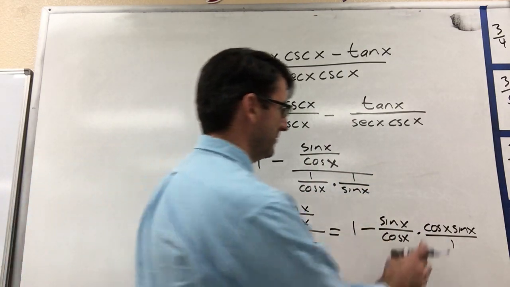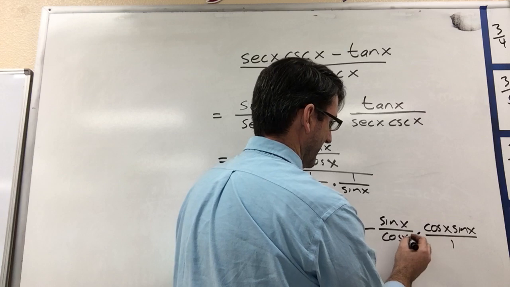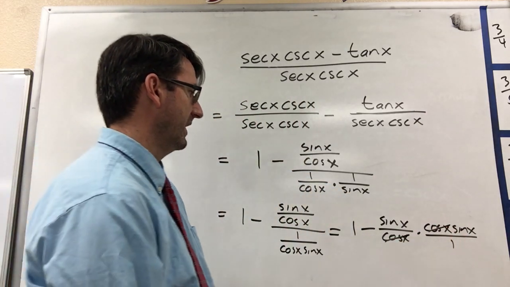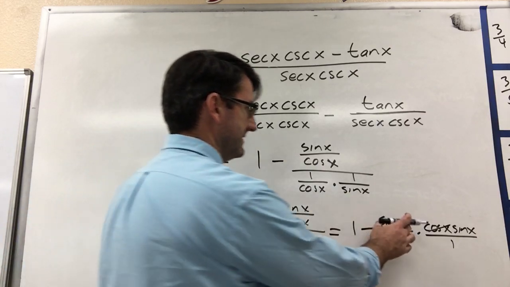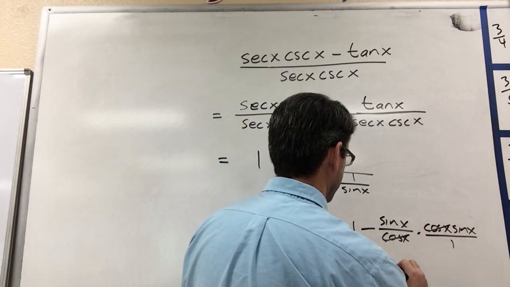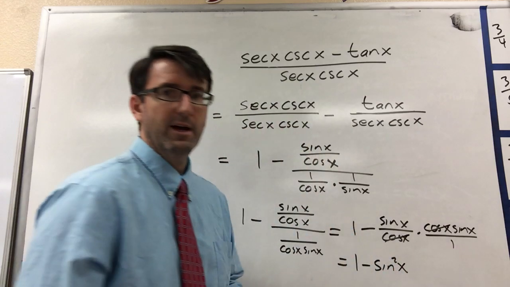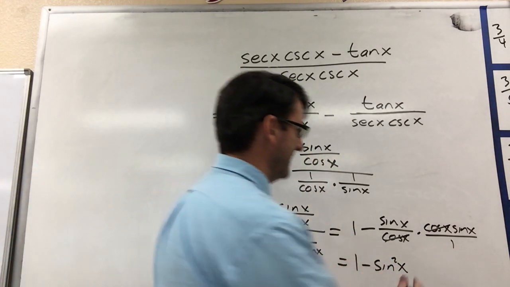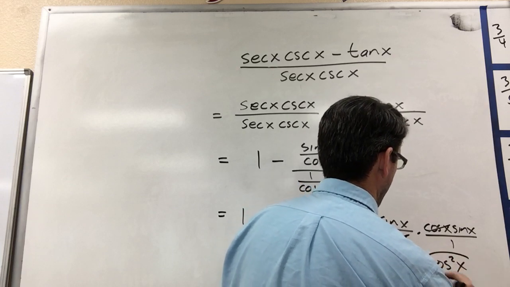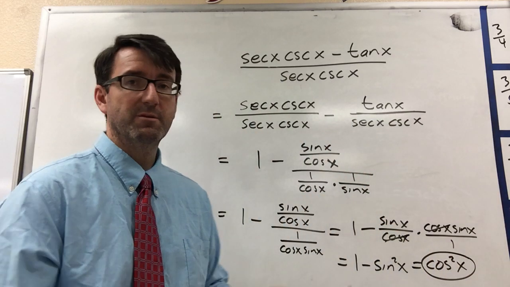And so now notice we're multiplying these together. We've got a cosine in the numerator, a cosine in the denominator. So this is 1 minus sine times sine. So that's 1 minus sine squared, which we should recognize by now is equal to cosine squared x. And that's going to be our answer.